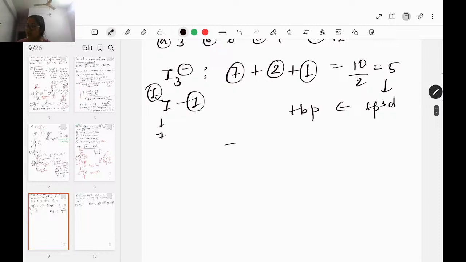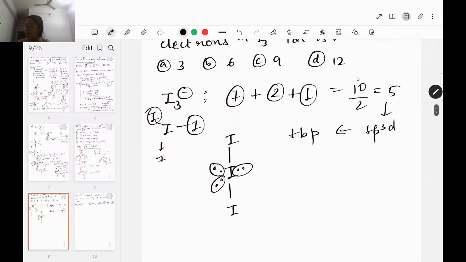So how does it look like? I is the central atom, and since the other iodine atoms are also electronegative, they will occupy the axial position as usual. So the equatorial position will not be filled by anyone, it will be vacant. So what will we be getting? We'll be getting a linear structure.